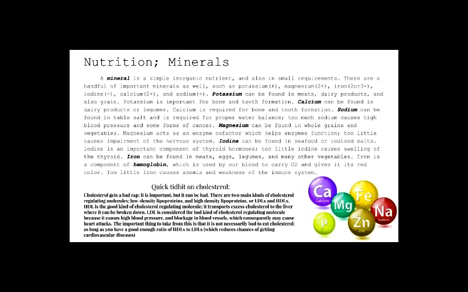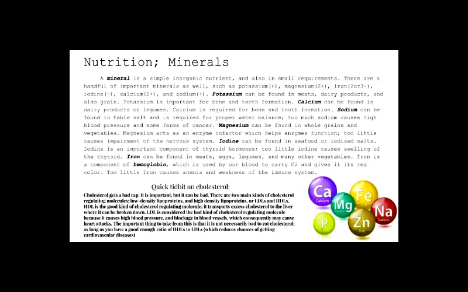Iron can be found in meats, eggs, legumes, and other vegetables. Iron is a component of hemoglobin, in red blood cells, the red color. Hemoglobin is used to carry O2. So, too little iron causes anemia and weakness of the immune system because, well, it's kind of hard to explain that. I'll leave that for another video.